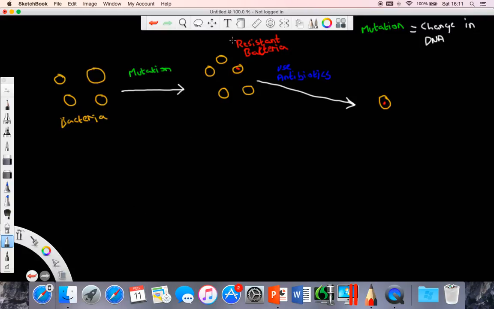Now, because all the other bacteria have died, this single bacterium with antibiotic resistance has all of the food and all of the space to itself. What it can now do is it can start to multiply on its own, it can start to divide, and this is known as asexual reproduction. This is where the organism just clones itself. Okay, does not need a sexual partner.